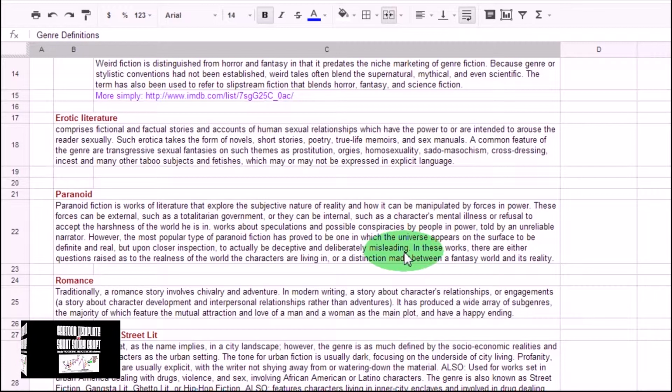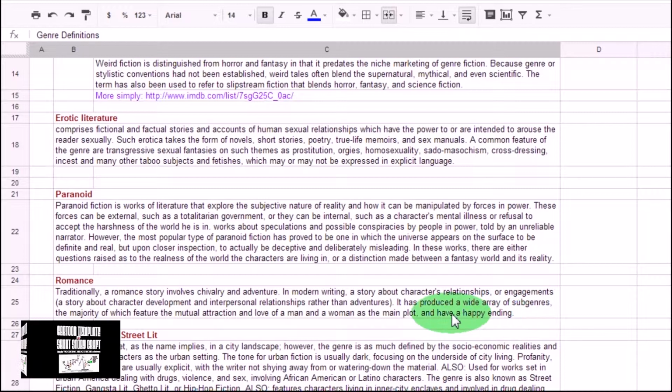Alright, and in romance, the story involves chivalry and adventure. It's about characters' relationships or engagements. Subgenres follow mutual attraction, love with a man and woman as the main plot, and have a happy ending. Alright, whatever. So let's get back to our perfect family.